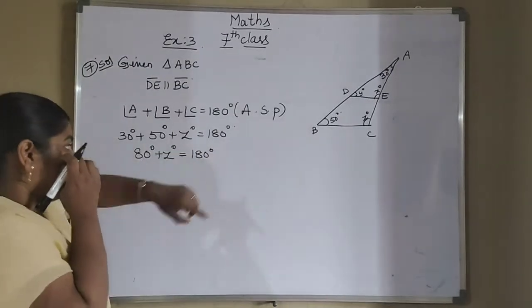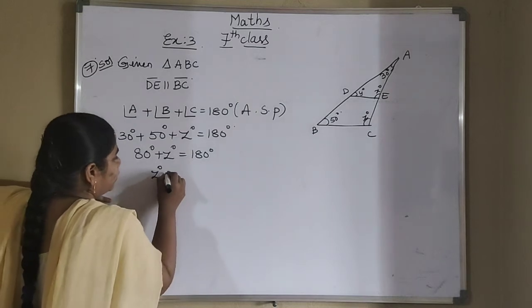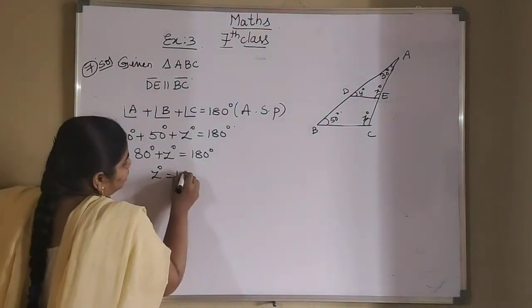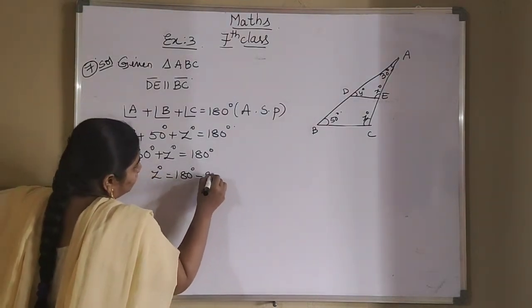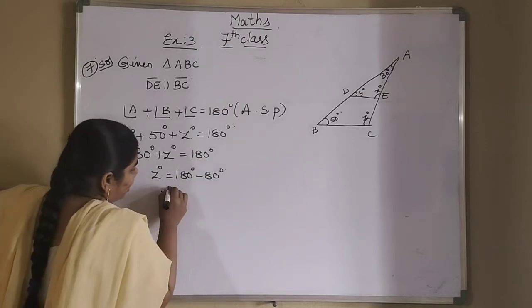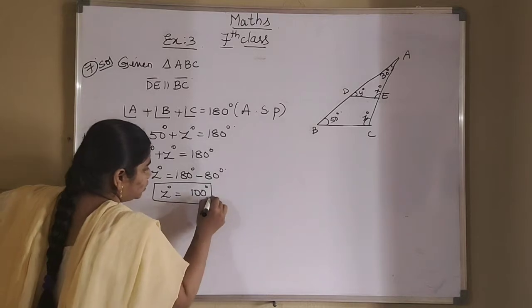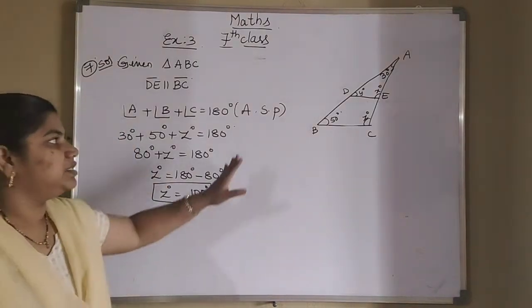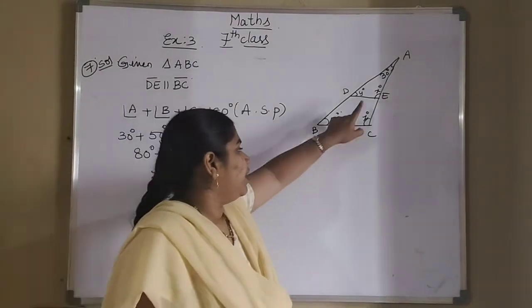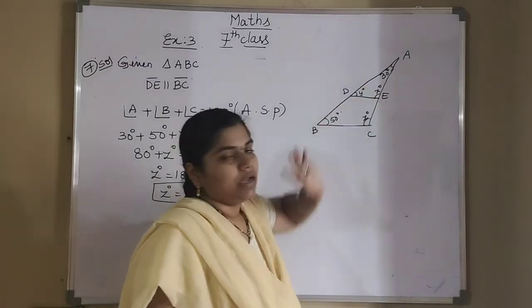I am sending this 80 to the other side, so it will be converted into subtraction. So 180 minus 80, so the Z value will be equal to 100 degrees. So you got the Z value now by using ASP. Now what we have to find? We have to find the X value and Y value.